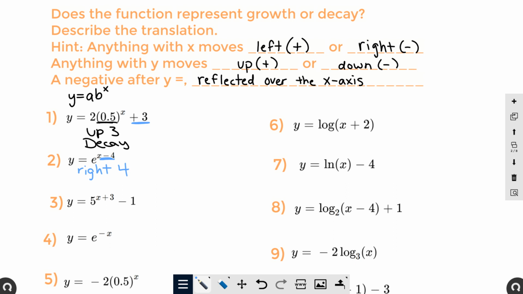Well, what's the base of this function? It's e. The base is what's being raised to the power. Now, e is a number. Does anybody remember e is about 2.7? e is about 2.7182 and so on. So would this be a growth or a decay? Growth. The minus 4 in the exponent just tells us that the whole graph is going to shift right 4, because it's minus with the x.